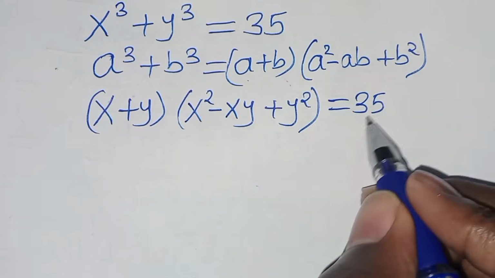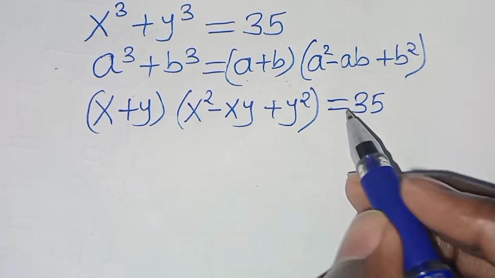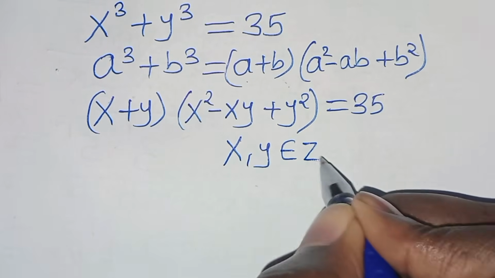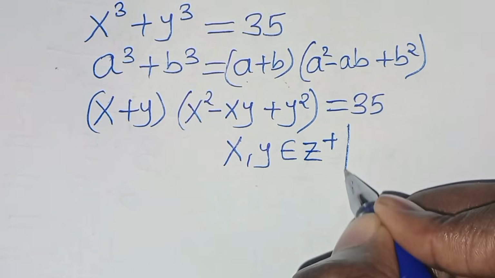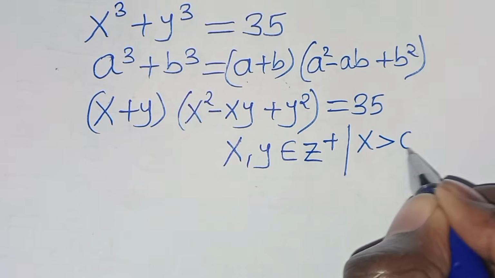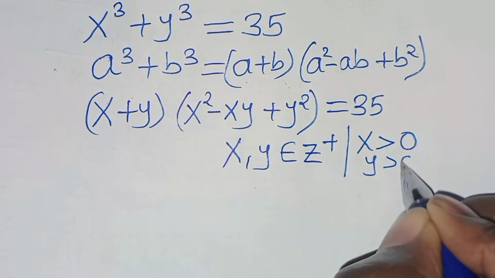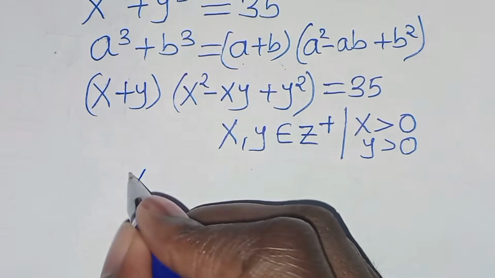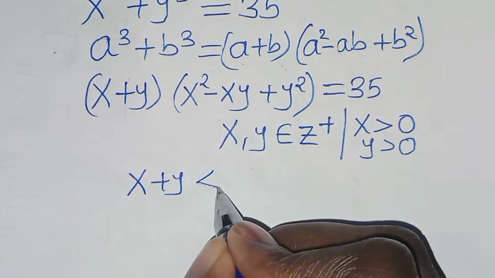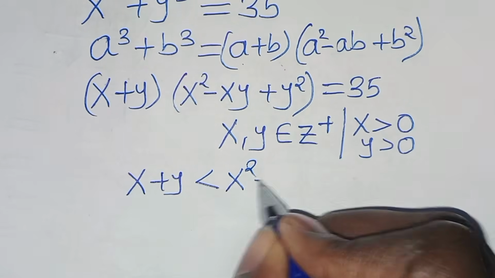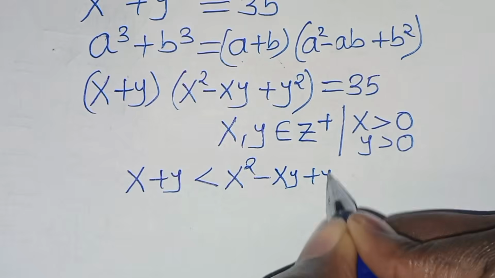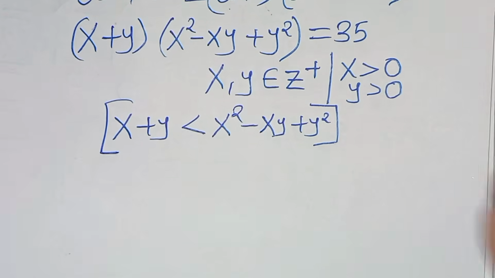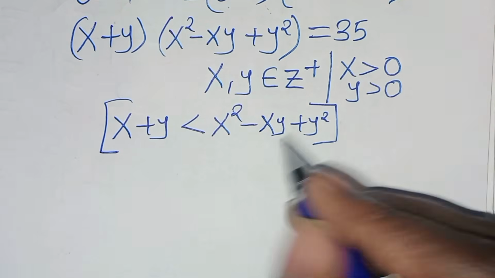The next step from here, let's get the factors of 35. But before then, we have that x and y are members of positive integers. And this implies that x is greater than 0, y is greater than 0. Such that from here, we have that x plus y is less than x squared minus xy plus y squared.